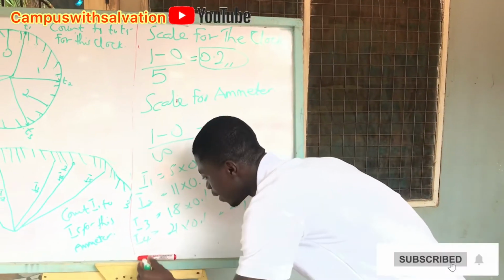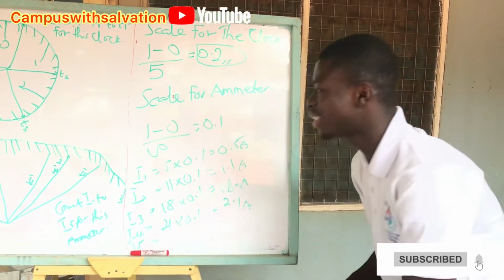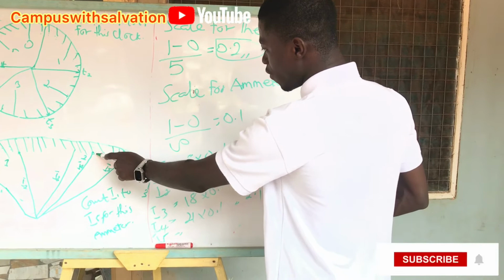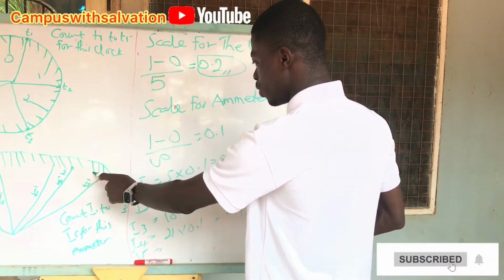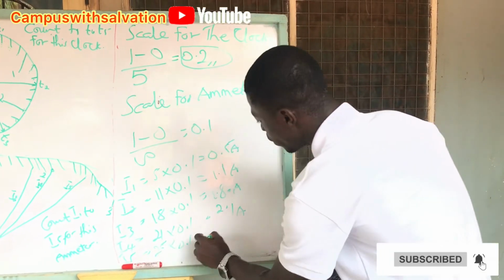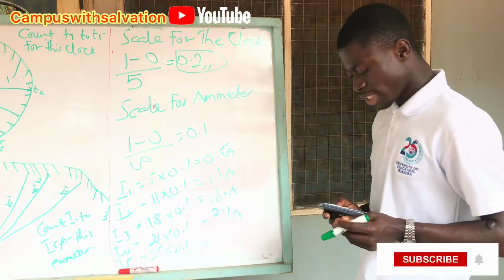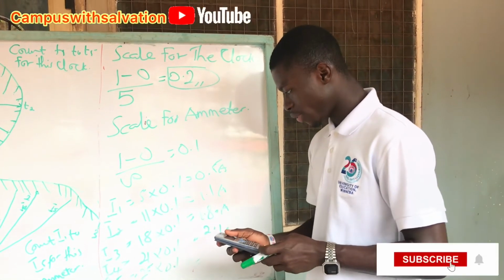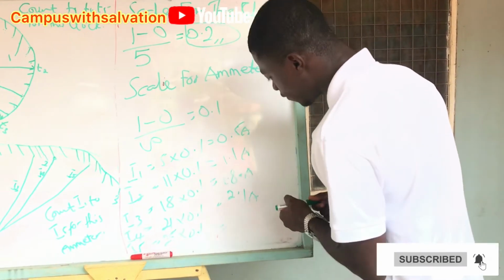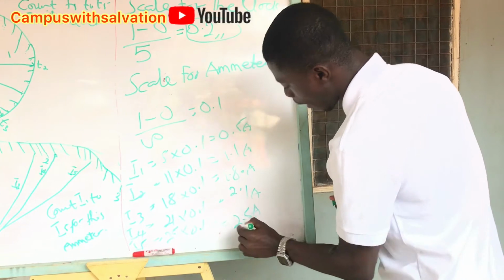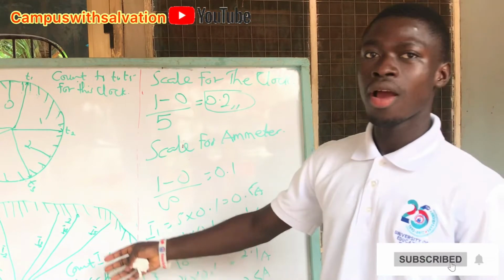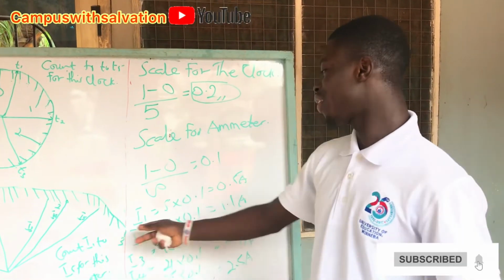Yes. So let's calculate for the last one, I5, which here was 21, right? So I5 is 21, 22, 23, 24, 25. So 25 times 0.1, just point on the calculator, is equal to 2.5 ampere. So very simple, and this is how we also calculate the current on the ammeter.